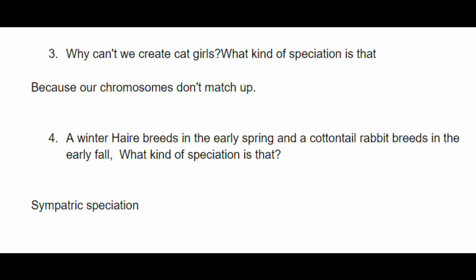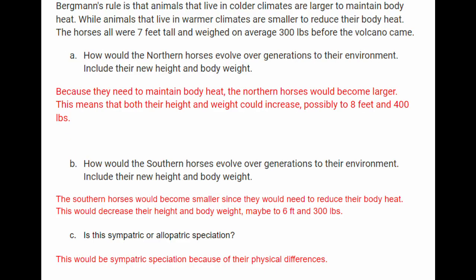And if we look at this one now, this question asks why we can't create cat girls, and what kind of speciation that is. It's because our chromosomes don't match up, and it would have been sympatric speciation because the number of chromosomes are different. Then also right here for question 4, a winter hare breeds in early spring and a cottontail rabbit breeds in early fall. What kind of speciation? This is sympatric speciation. More specifically, the mating seasons don't line up, so that's why it's sympatric speciation.